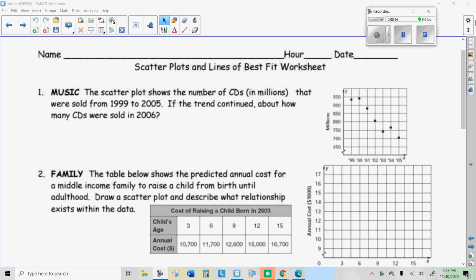So in the first problem here, it says the scatter plot shows the number of CDs in millions that were sold from 1999 to 2005. That takes us back. I don't think too many people buy CDs anymore, but whatever. It says if the trend continued, about how many CDs were sold in 2006. For this one, I think I'm just going to do the eyeball method, see if I can come up with an answer, a guess as to what's going to happen in 2006.